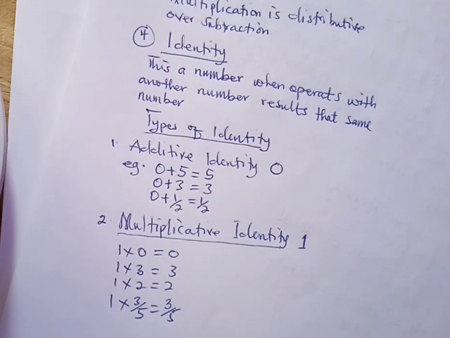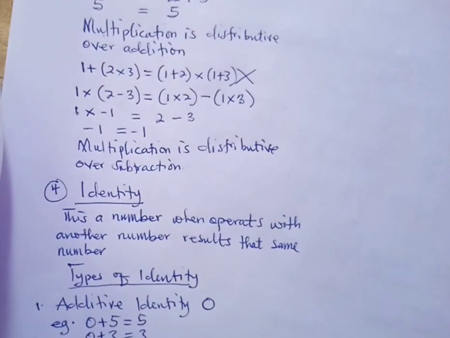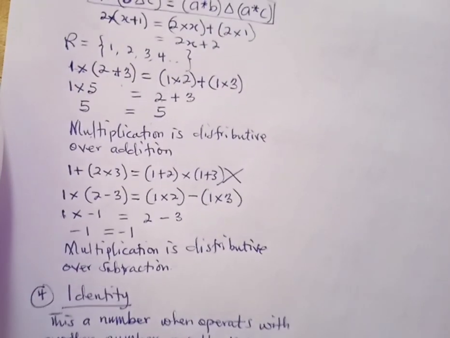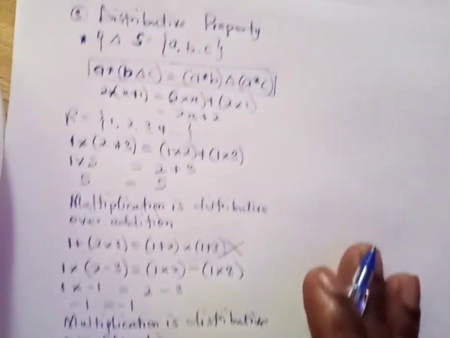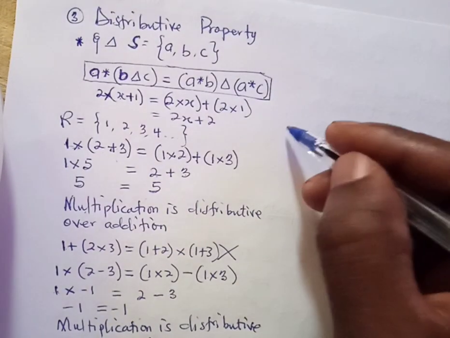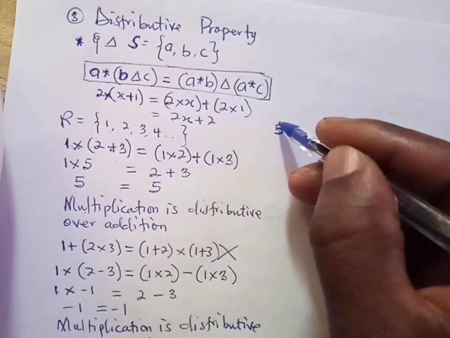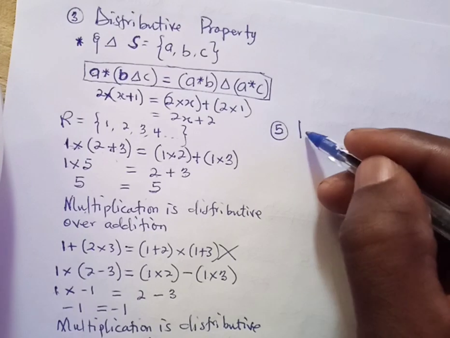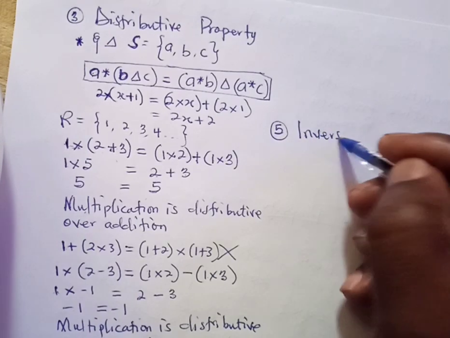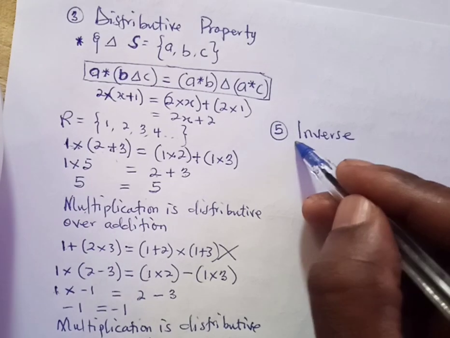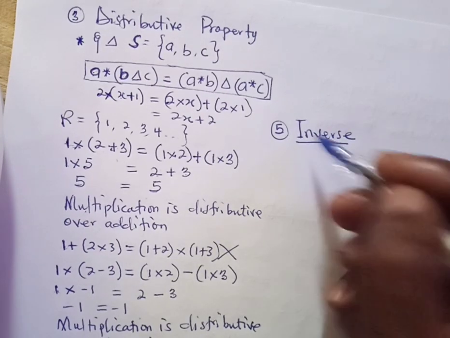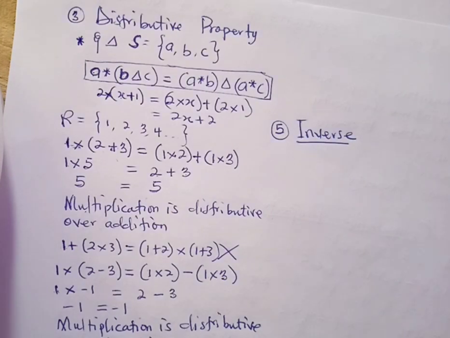All right. Great. Now if that is the case, then let's look at the next property, which is property 5. So we are talking about inverse. All right. Great. So when we talk of inverse, what do we mean by inverse?